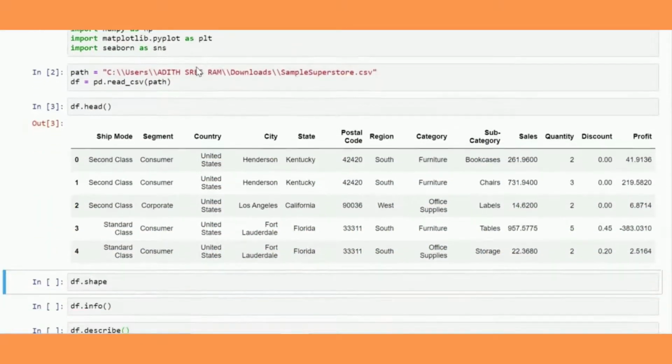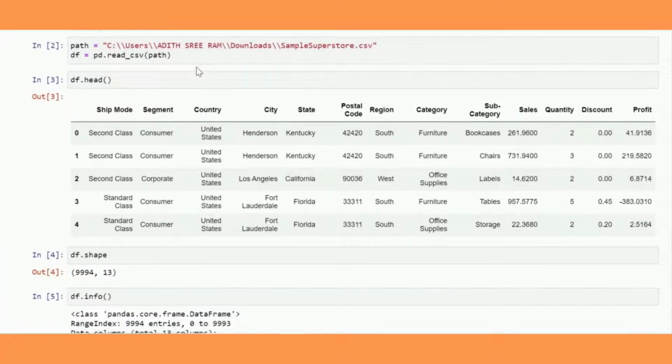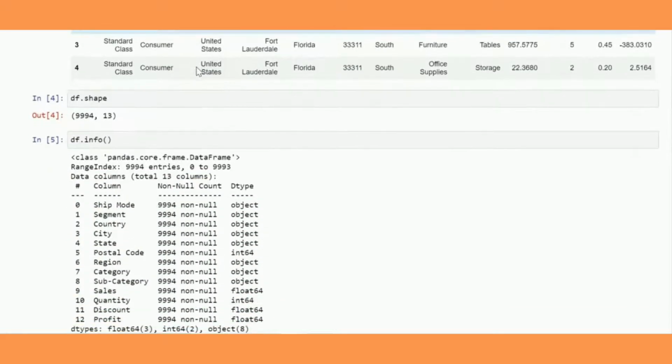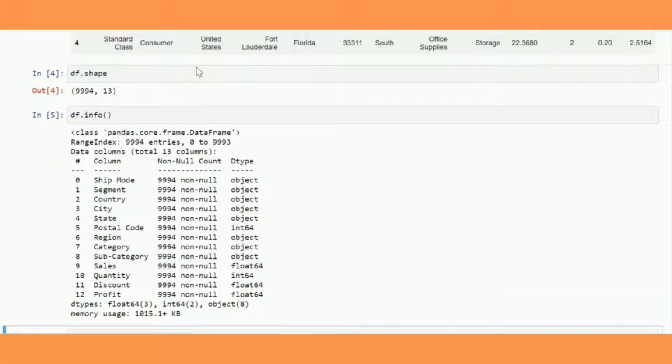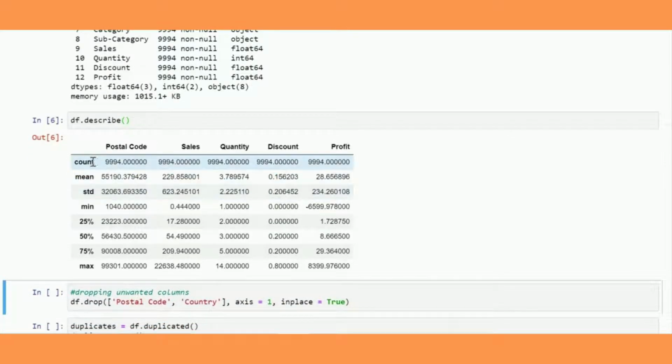df.head gives the first 5 rows of our data. df.shape gives the structure of our data. df.info gives the column names, non-null count, and data type of each column. df.describe gives mathematical values such as count, mean, standard deviation, minimum value, maximum value, and the 25th, 50th, and 75th percentile values.